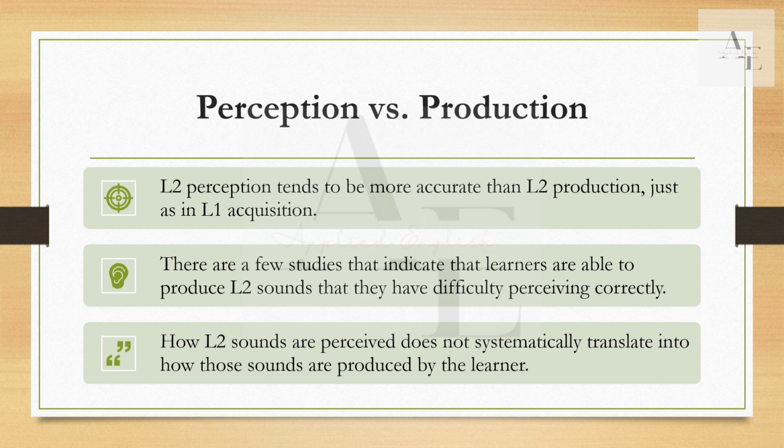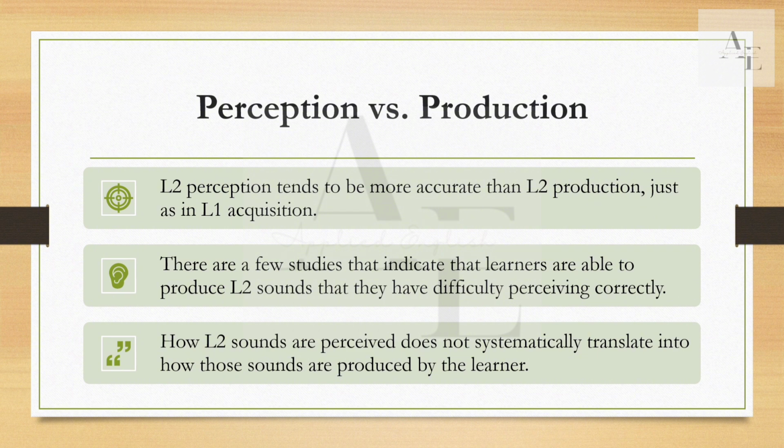There was another study of a certain language. They perceived the sound th in English as f, as in find. But they produced it as d, as in dent. So the sound is one thing, how they perceived it is another thing, and how they produced it is another thing. How we perceive the sound does not translate to how we produce that sound all the time.